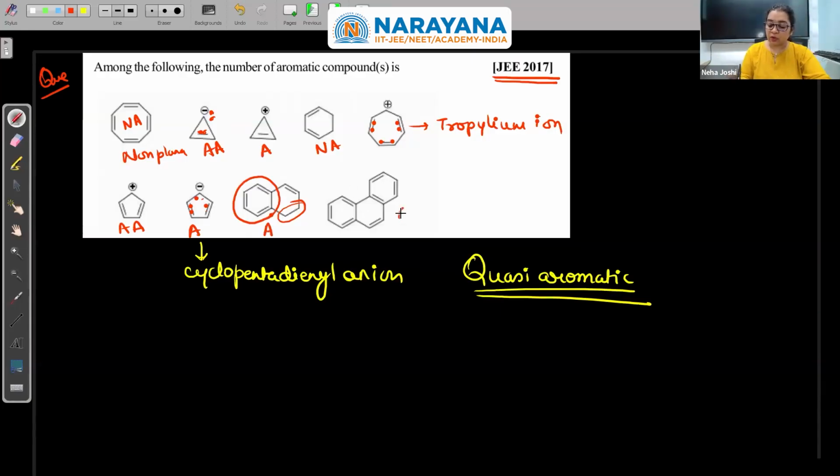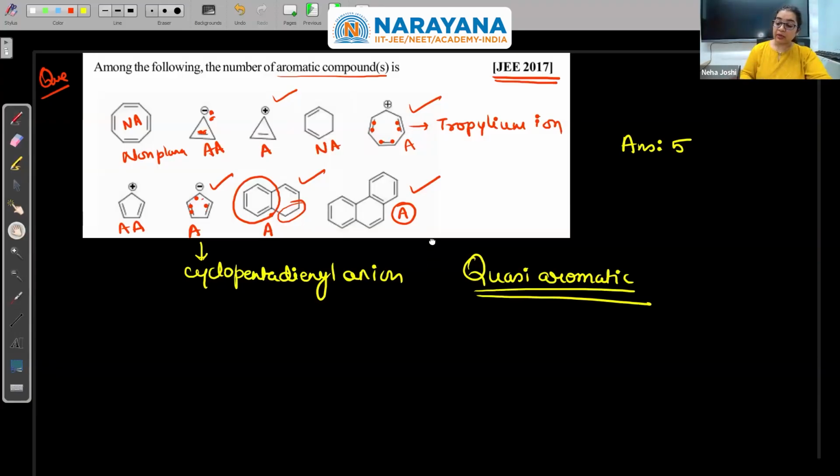This I have just solved for you, how to take peripheral aromatic. So let us conclude how many we got as aromatic. Number of aromatic compounds: 1, of course this one, 2, 3, 4, and 5. So the answer for this 2017 JEE Advanced question is 5. So take care, even if one aromatic cloud is formed, you take that compound to be aromatic.